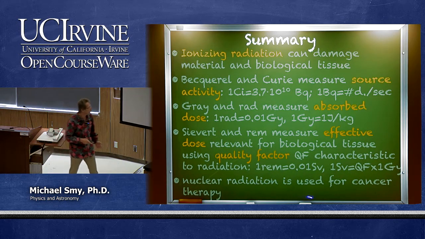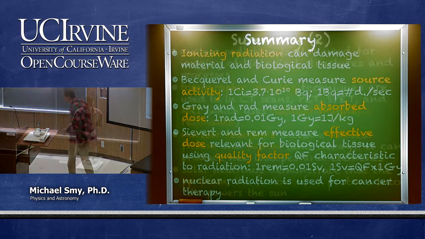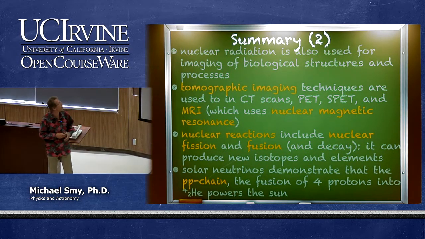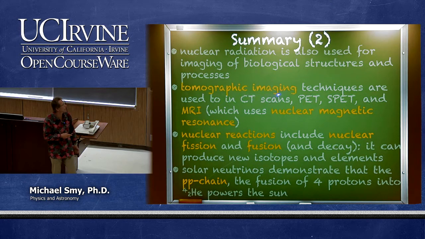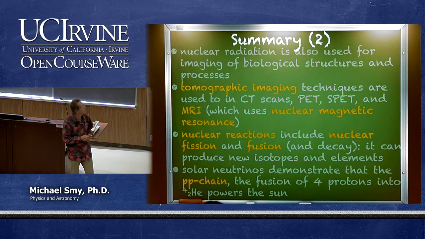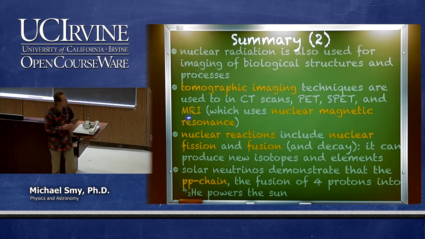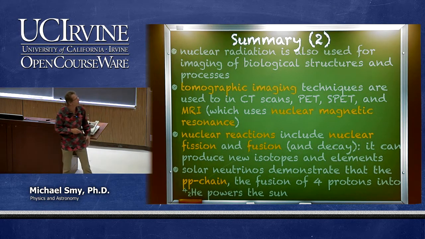So nuclear radiation has beneficial uses. For example, one can use it to cure cancer. One can also use nuclear processes to study biological structures and for medical diagnosis. In the tomographic imaging techniques, one uses multiple angles to reconstruct images of the human body, for example, in CT scans, positron emission scans, single photon emission tomography, and magnetic resonance imaging. And magnetic resonance imaging uses the nuclear magnetic moments and the resonance that occurs there.